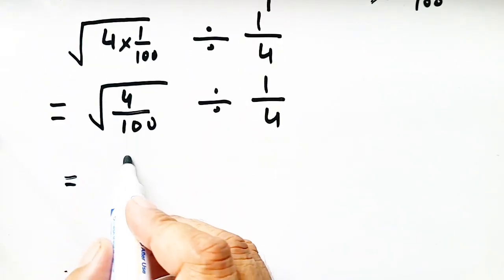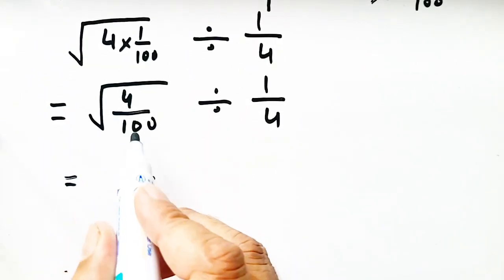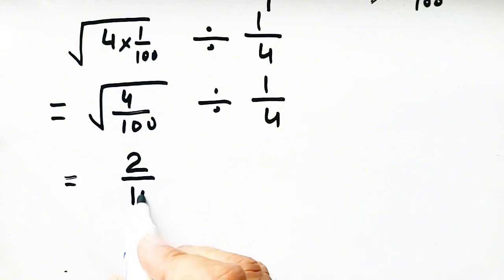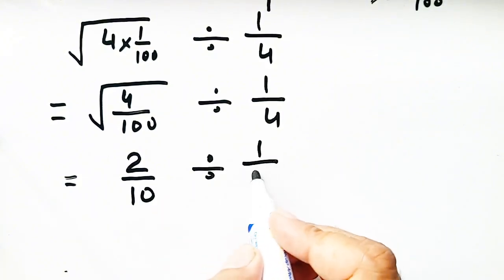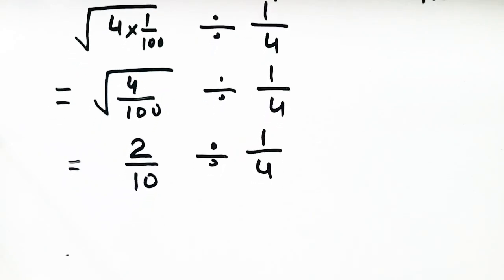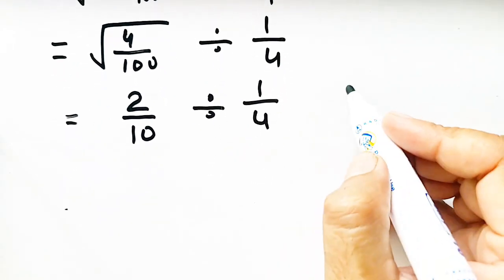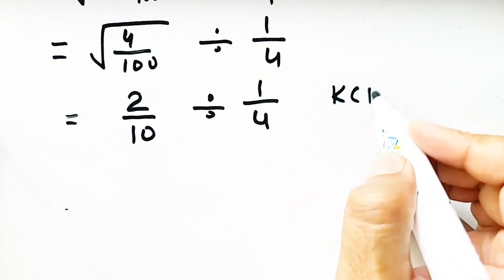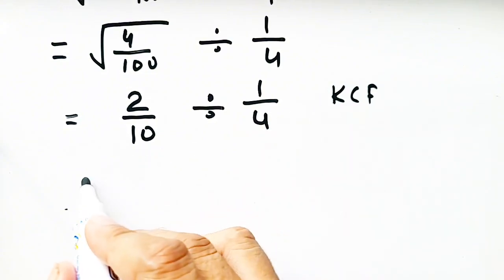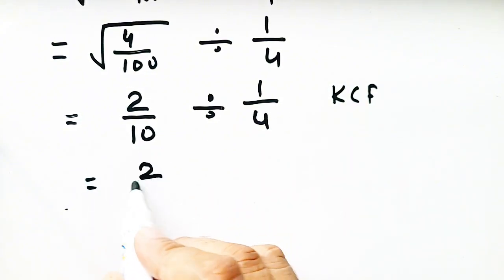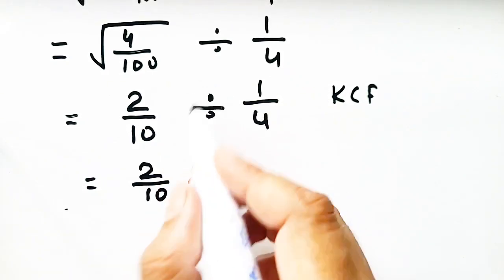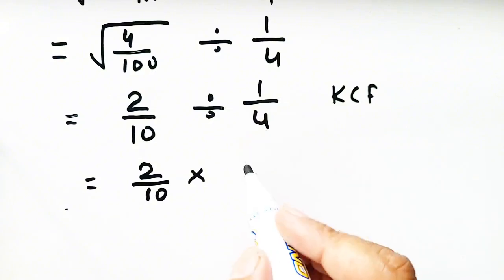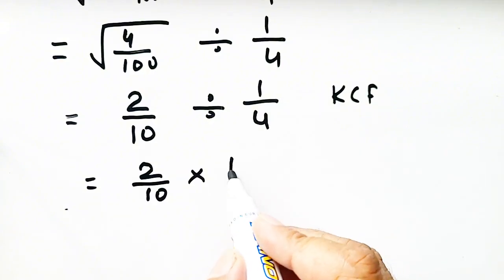Now square root of 4 will be 2 and square root of 100 will be equal to 10, divided by 1 by 4. Now we will apply KCF rule. K means keep it, so the first one is kept itself. Change it, it will be changed into multiplication, and flip it, it will become 4.